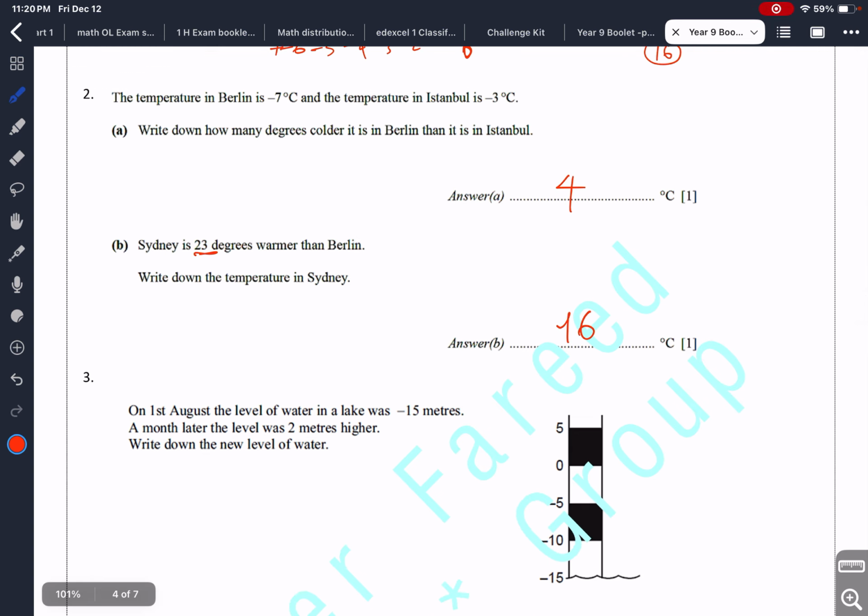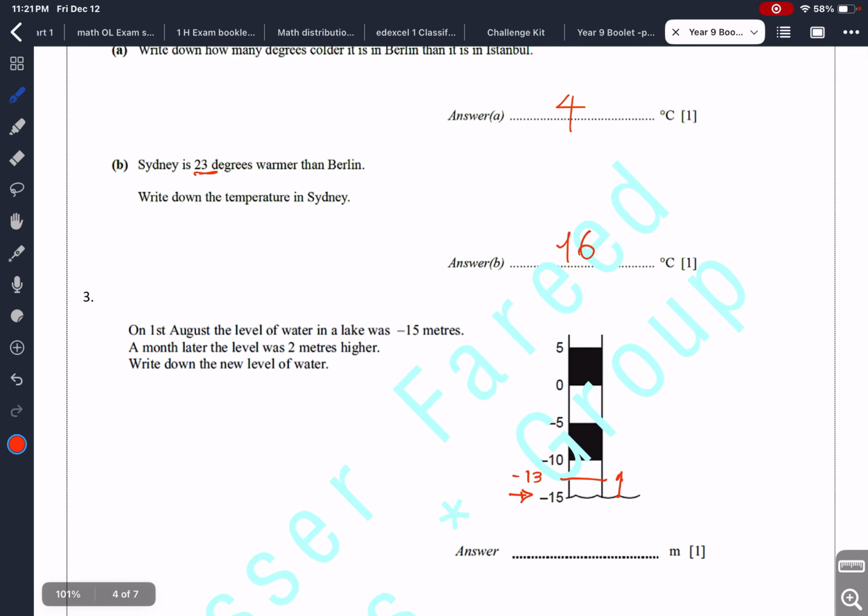On the 1st of August, the level of the water in the lake was negative 15. It was here, negative 15. A month later, the level was 2 meters higher. 2 meters higher means it would go up 2 meters, so it would be negative 13. Write down the new level of the water: negative 13.